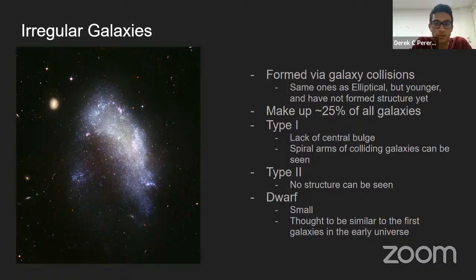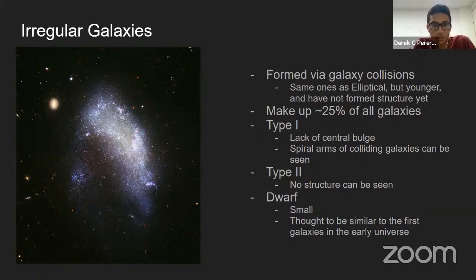And the last type, which is an interesting one, is a dwarf irregular galaxy. Most dwarf galaxies are classified as irregular, and as their name suggests, they are very small. They have less gas than type 1s or type 2s, and they're very similar to the galaxies that were first thought to form in the early universe.